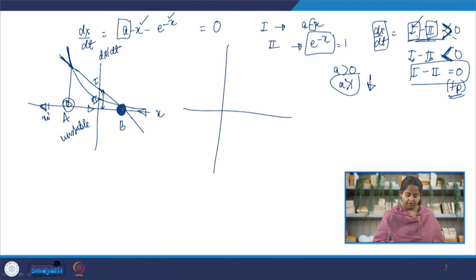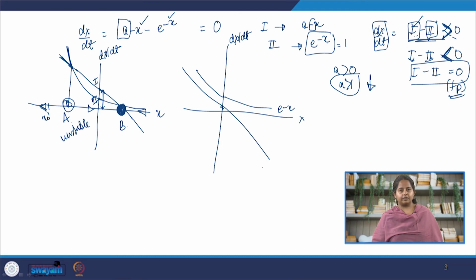As you bring the line down, this is still e to the minus x, this is dx by dt, and this is x. There will come a time when this line no longer intersects. So the fixed points have disappeared. There will also come a time when the line will be perfectly tangential to the curve, when a minus x will be equal to e to the minus x for a given value of a.